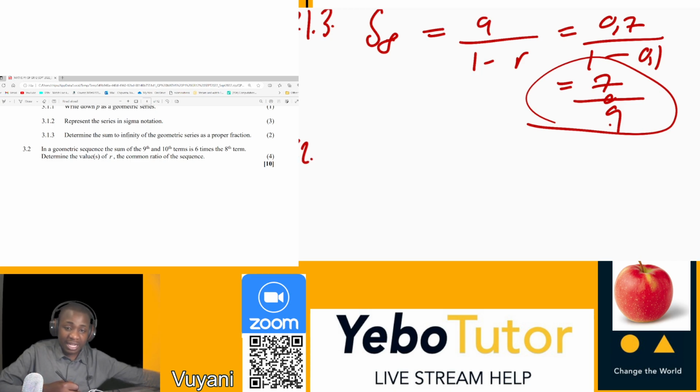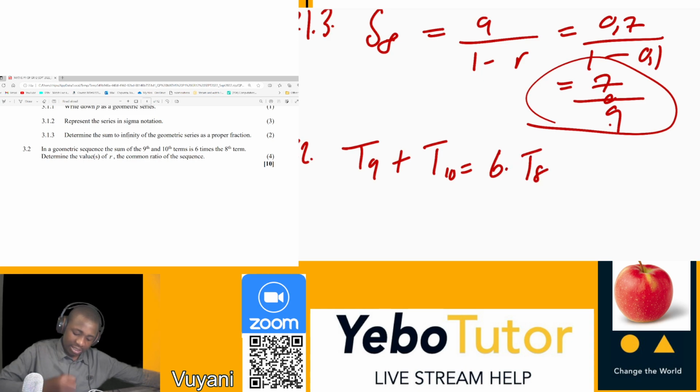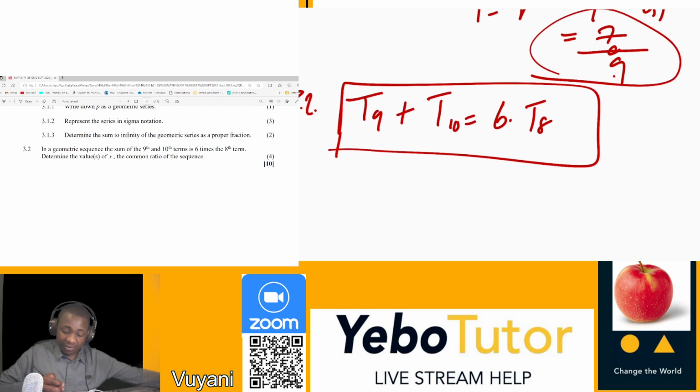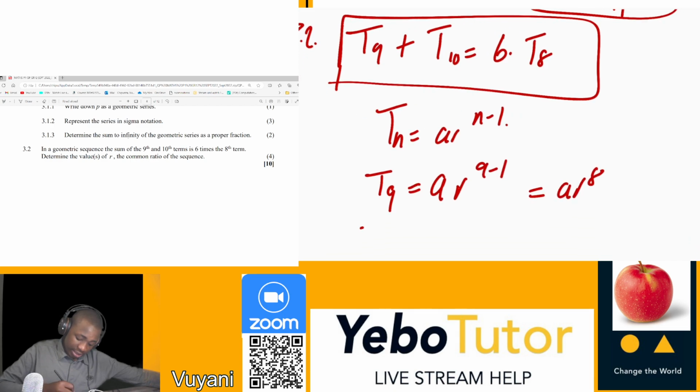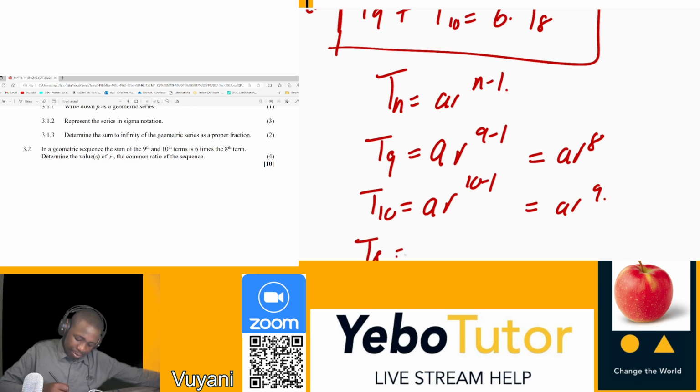So they're saying the sum of the 9th and the 10th term. So we're saying T9 plus the 10th term is equal to 6 times the 8th term. So this is what they are basically saying. Just to give you a heads up, we know that Tn is always equal to ar to the power n minus 1. Now they're saying that T9, now we look for T9. T9 will be ar^(9 minus 1), which means it's ar to the power of 8. Then T10 will be equal to ar^(10 minus 1), which is equal to ar to the power of 9. Then T8 there will be equal to ar^(8 minus 1), equal to ar to the power of 7.